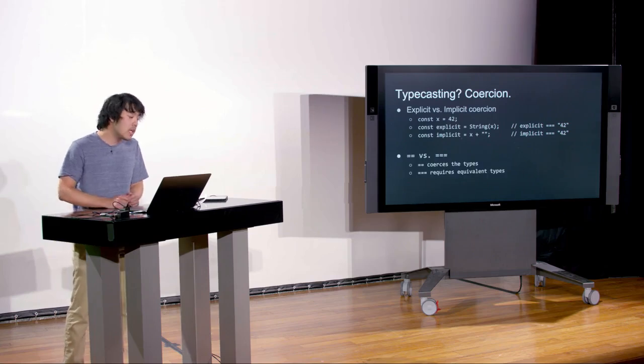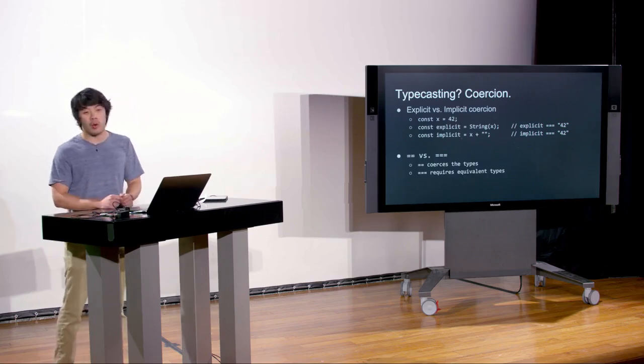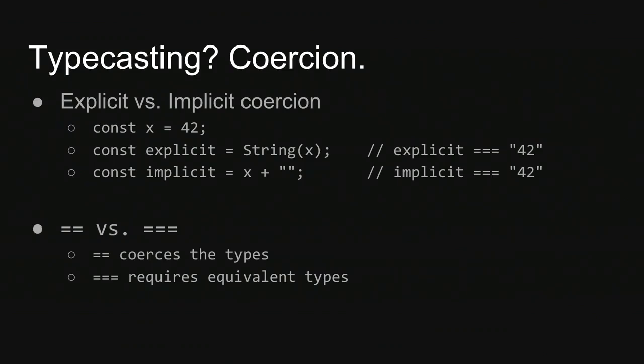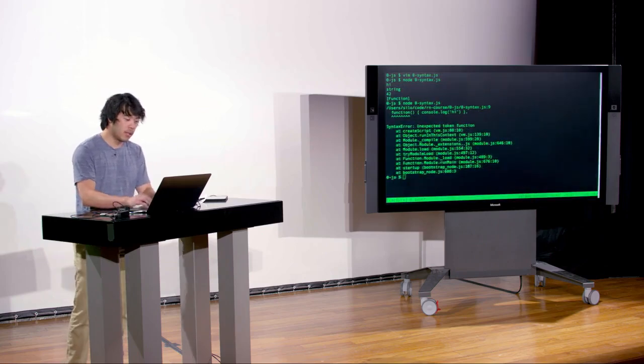Cool, and so how might we go about comparing values? In most languages, you can compare values with a double equals, but JavaScript has this thing called triple equals. So there are two different ways of comparing equality. There's double equals and there's triple equals, where double equals will actually coerce the types, and triple equals requires that the types match. And so let's play with that a little bit.